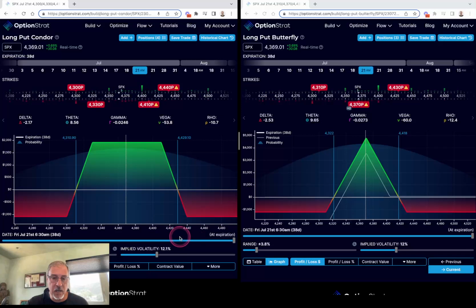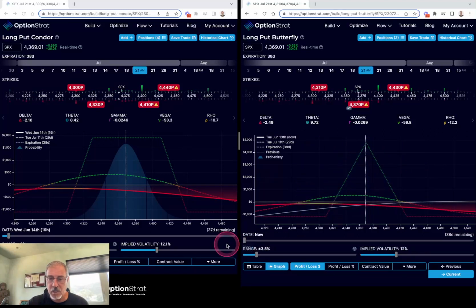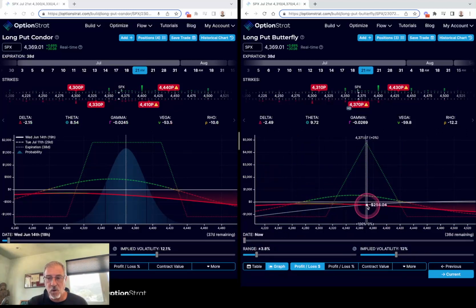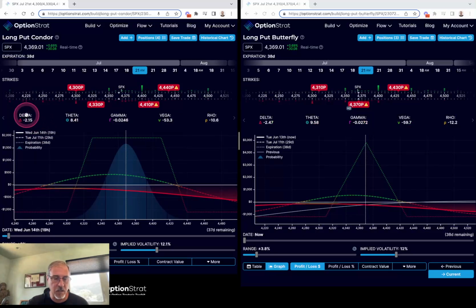Let's again go and move these back to today so that we can see how our T0 lines would move. And look at that. Look what happens to those. Now, if the market falls, these are both making money in a market drop. Again, that is because we are now negative delta.